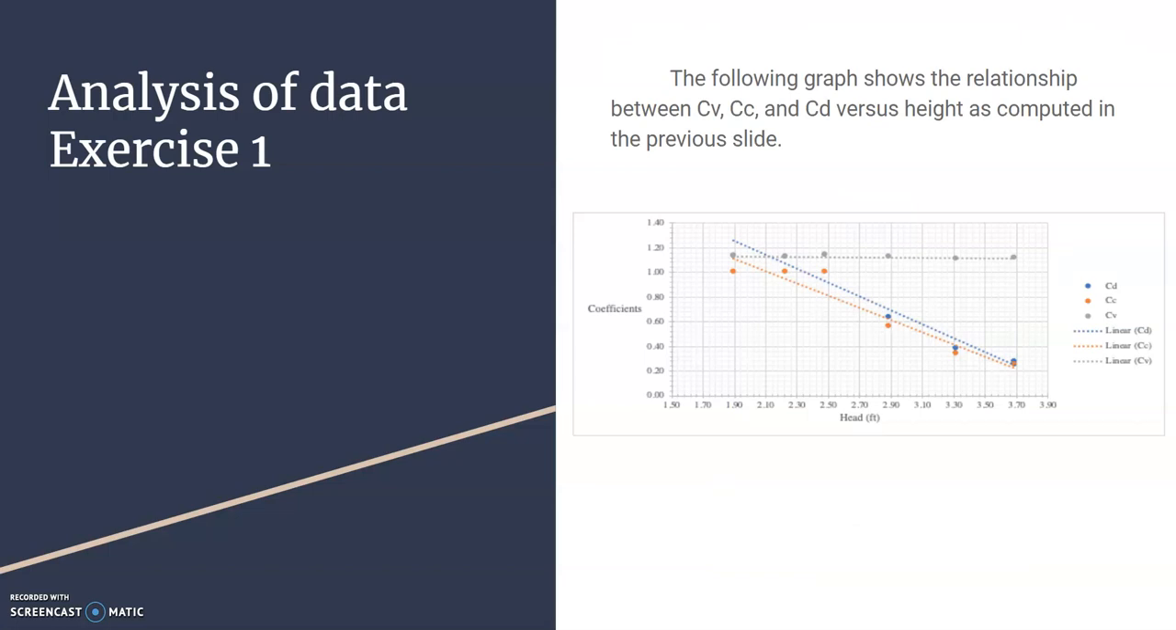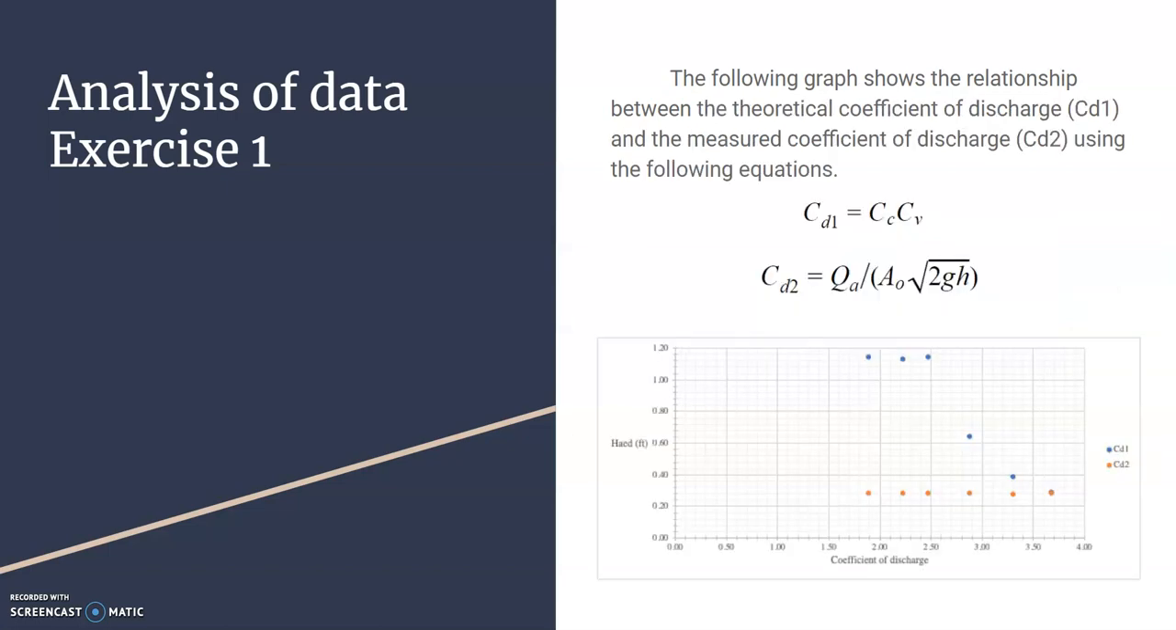The following graph shows the relationship between the coefficient of velocity, contraction, and discharge versus height as computed in the previous slide. As we can see, the coefficient of velocity does not vary much as compared to head. This is expected, as we know the coefficient of velocity theoretically has a very narrow range. The coefficient of contraction and the coefficient of discharge, however, had an inversely proportional relationship to height.